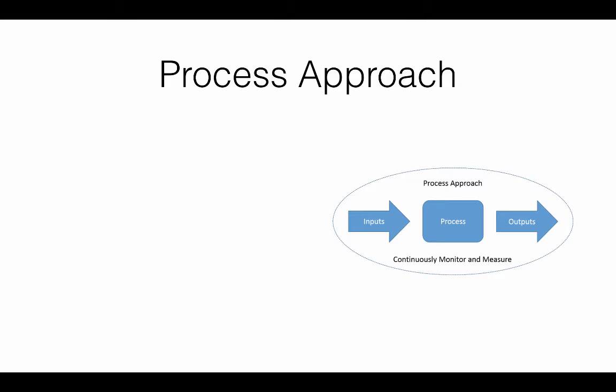ISO 9001 expects organizations to adopt a process approach and asks top management to exercise leadership by promoting an awareness of this approach. But what exactly does this mean? A process is an activity or set of activities that uses resources and is managed in order to enable the transformation of inputs into outputs.